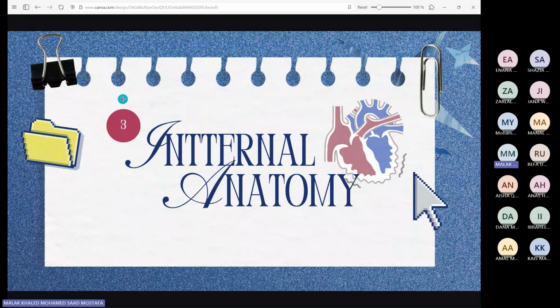I'll leave you with Zarlala for internal anatomy. Can you guys hear me? Yep. Okay. Hello everyone, I'm Zarlala and I'll be talking about the internal anatomy of the heart, so how each chamber looks on the inside. We'll start with a question.